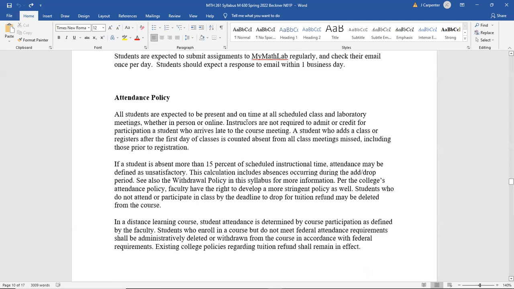Attendance policy, I've already basically said this, but while you are supposed to be at the live lecture, I don't hold everyone to that. I'm not going to take attendance that way. Attendance will be homework completion. So if you miss like 5 or 6 homework assignments, that basically means you're going to get withdrawn because you're not attending class. You're not participating in class.